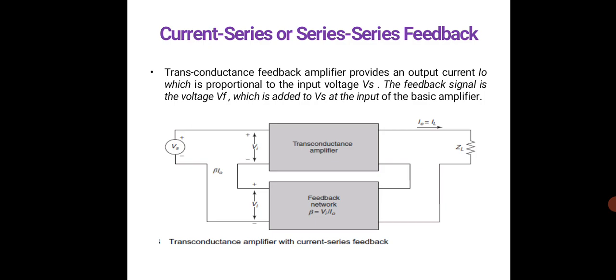Once it comes to the second type, which is current series or series feedback, it is a transconductance feedback amplifier which provides an output current I0 which is proportional to the input voltage Vs. The feedback signal is a voltage Vf which is added to Vs at the input of the basic amplifier. This is termed as a transconductance amplifier, and the feedback network beta is given by Vf by I0.